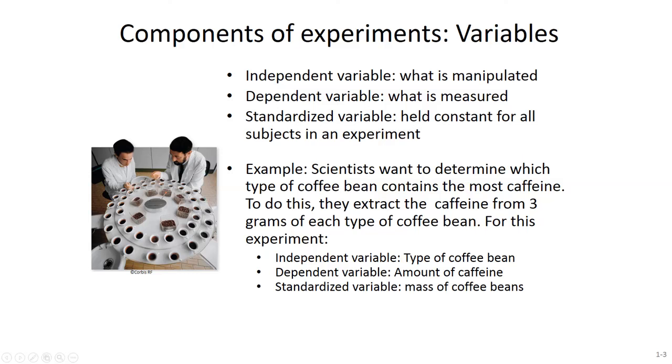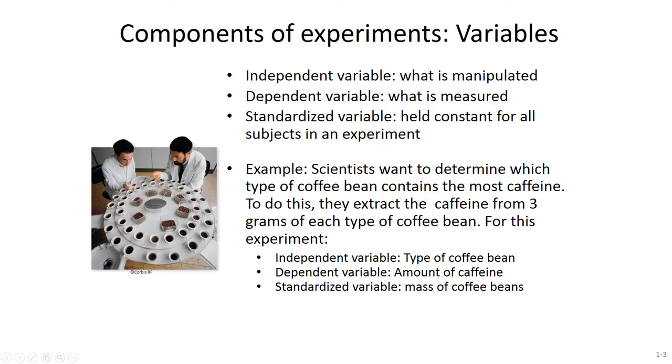The second type of variable is the dependent variable. That's what we're measuring. So look at our example: determine which type of coffee bean contains the most caffeine. So we're trying to measure the amount of caffeine that we get from our different types of coffee bean. So the amount of caffeine extracted is our dependent variable, and our type of coffee bean is the independent variable. And then everything else is a constant, or we call it our standardized variable.